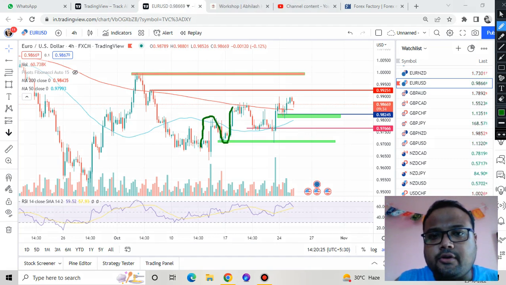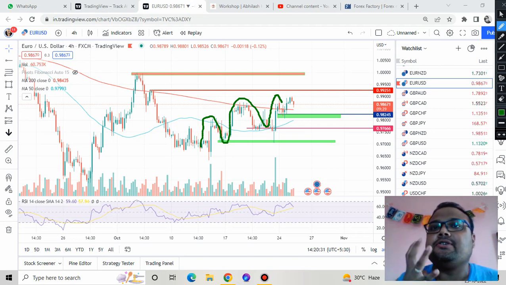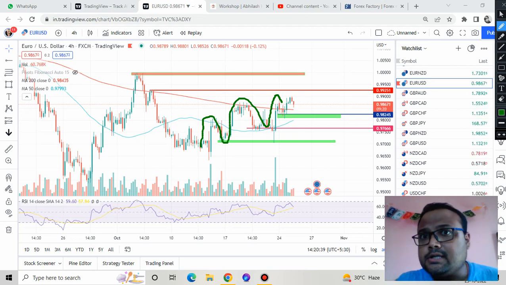Euro USD is trying to recover, but we can see that there is not strong buying power in the market. Euro USD is struggling. It has the intention, but it is struggling. So this is not a clear-cut trending market, so please be careful and please follow proper risk management.